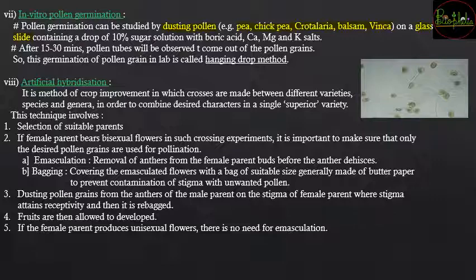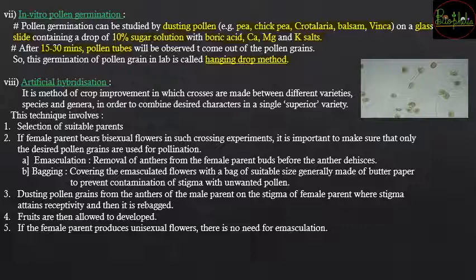Now once you place it on the glass slide, you make a solution wherein you would have 10% sugar solution, and in that solution you would add boric acid, some ions like calcium, magnesium and some potassium salts. तो ये सब add करने के बाद, if you pour one drop of this solution prepared by you onto the pollen grains and you leave it for 15 to 30 minutes, the pollen tubes are going to be formed. Now once you place this glass slide under the microscope, you would be able to understand the pollen tube germination. So that would be called as a hanging drop method, wherein you are understanding the pollen germination in vitro conditions.